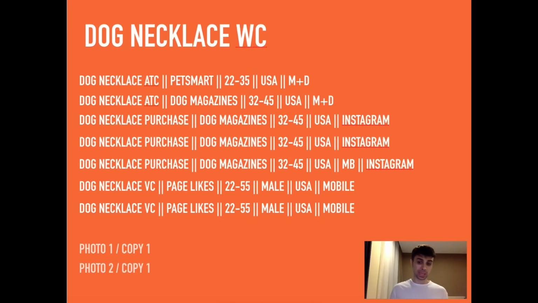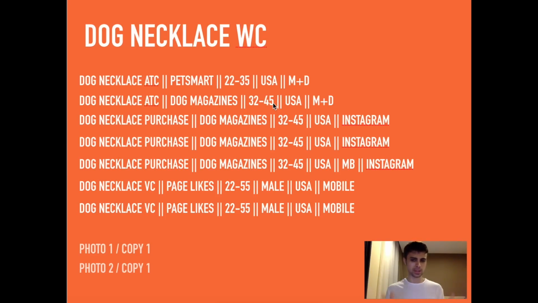And for example, if I'm doing a website conversion ad, I'll have something like this. I'll have dog necklace website conversion. That's the campaign name. Under that, in the ad sets, if I'm optimizing for add to cart, I'll call it dog necklace add to cart, let's say PetSmart, ages 22 to 35, USA, M plus D, which means mobile and desktop. And then again, dog necklace add to cart, dog magazines, 32 to 45. These are just random names so you understand exactly how I name my campaigns.